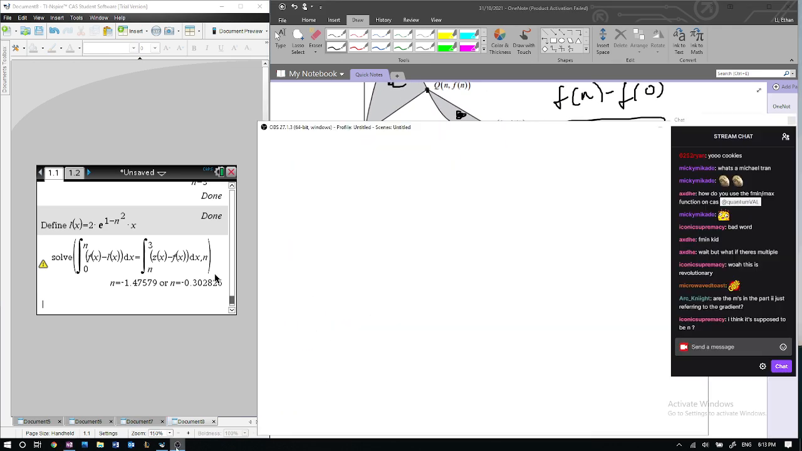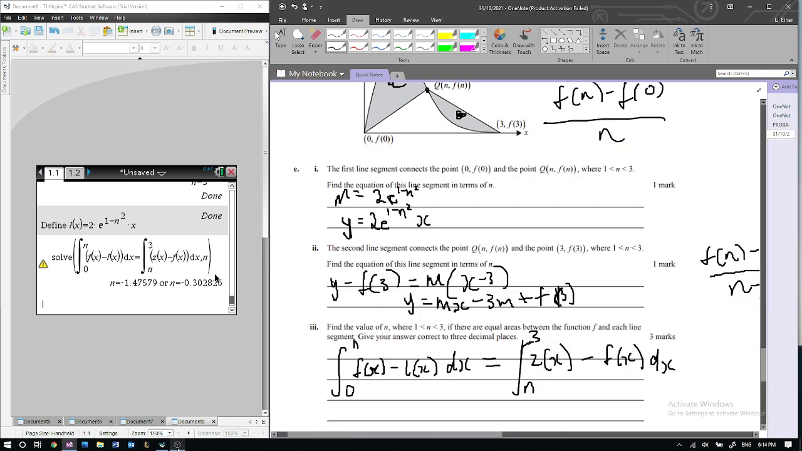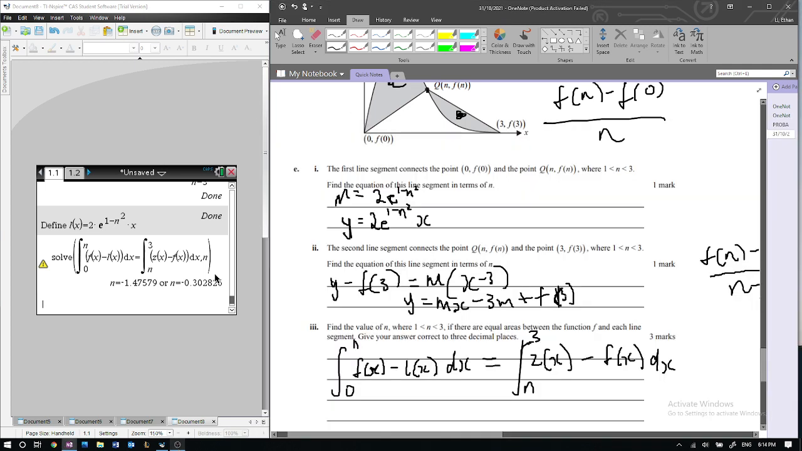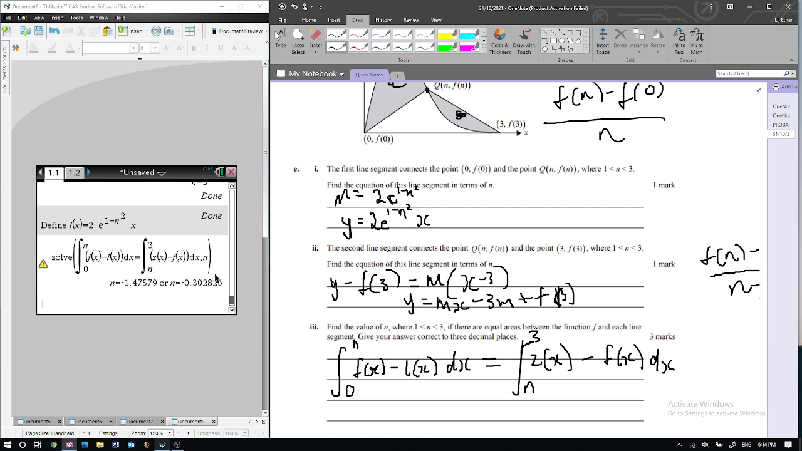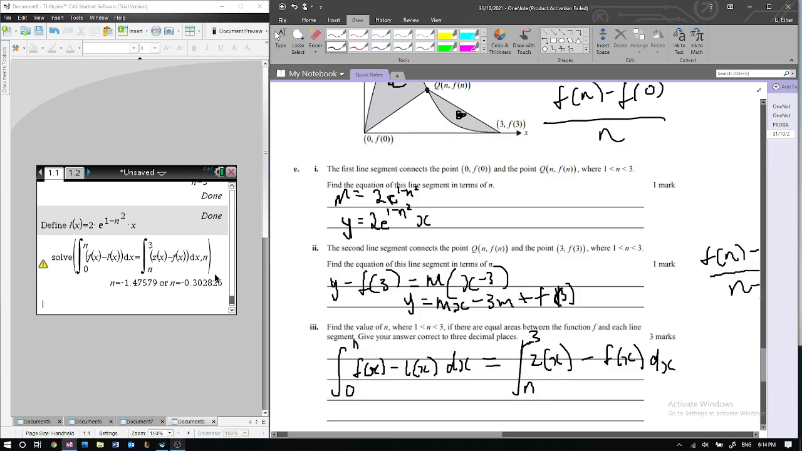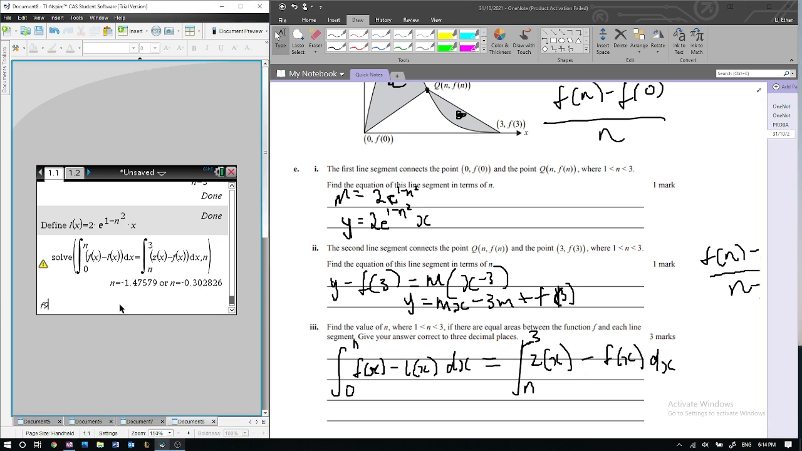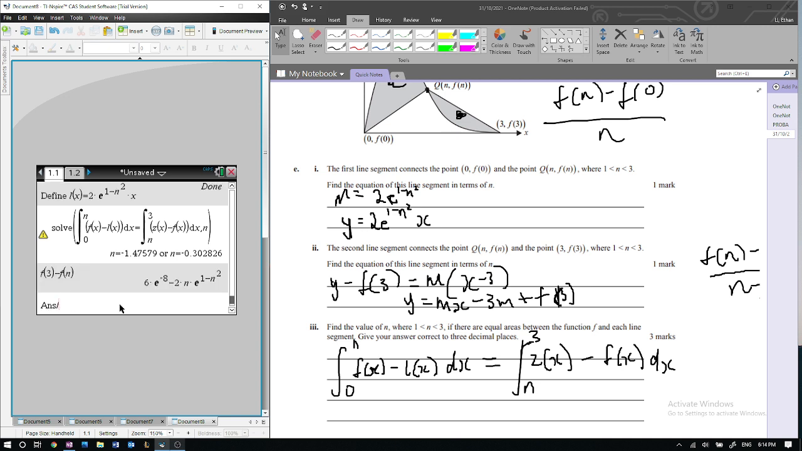It's pretty straightforward, letting one area equate to another. The m's are referring to the gradient. It's just that I didn't write it out because the gradient is something huge. Like, look, I'll do it right now. The gradient is f of 3 minus f of n over 3 minus n.